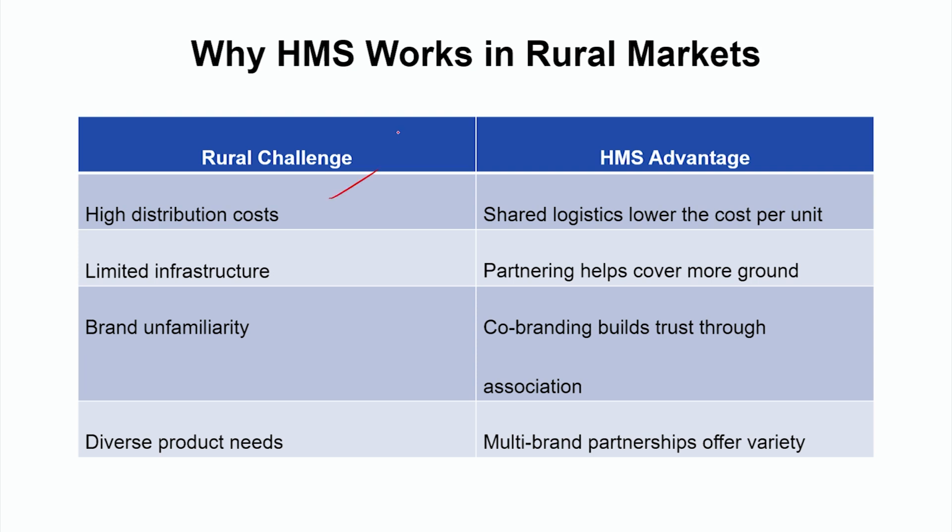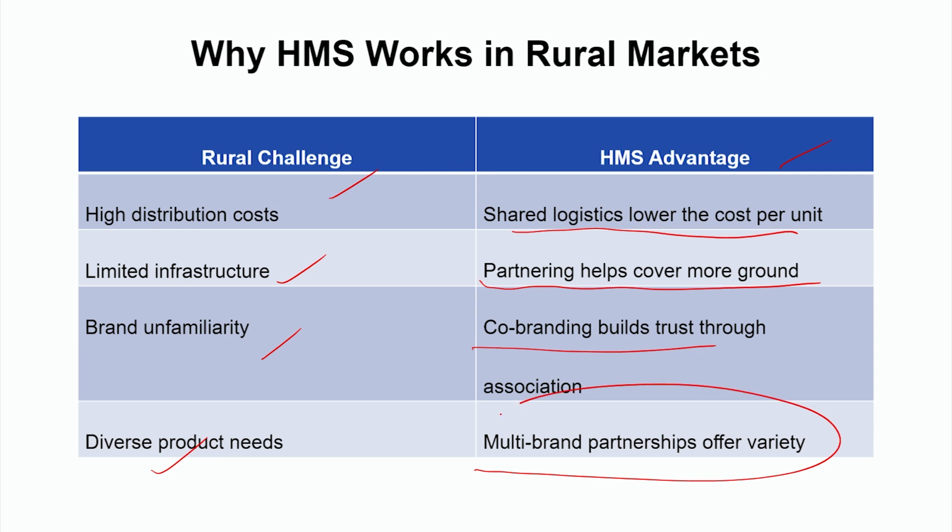Why does HMS work in the rural market? Again, we have a challenge and we have an advantage. High distribution cost is there. The solution is shared logistics, lowering the cost per unit. Limited infrastructure: the answer is partnering helps to cover more ground. Brand unfamiliarity: co-branding is going to build trust with the consumers. Diverse product needs: the answer is multi-brand partnerships offer a variety of products.